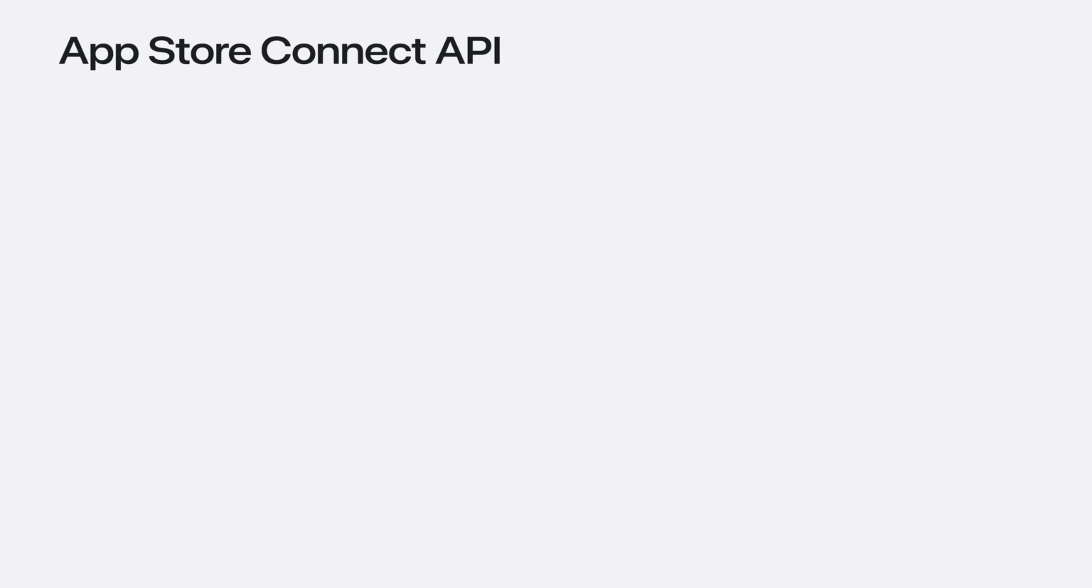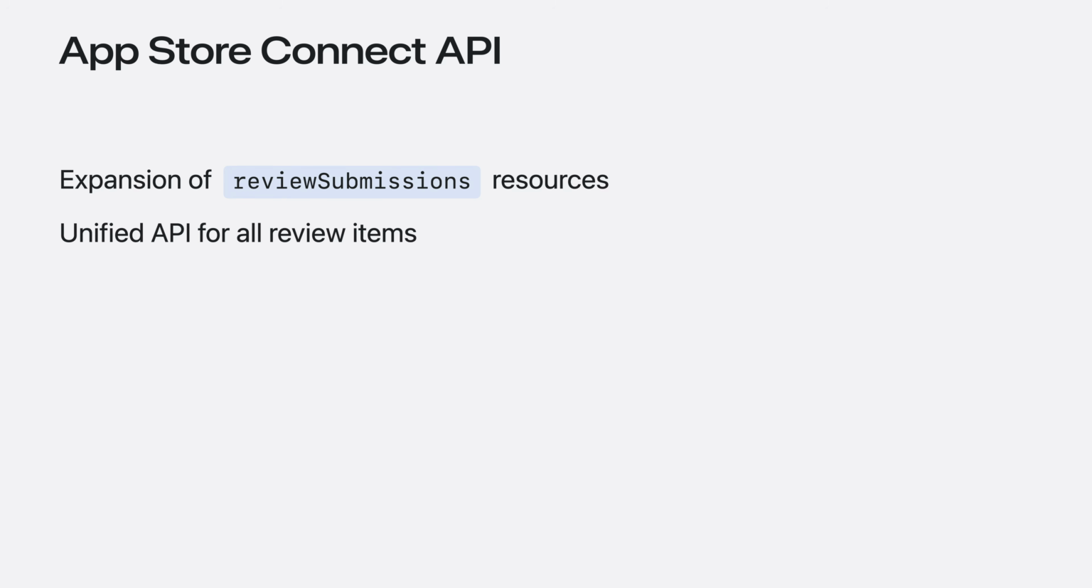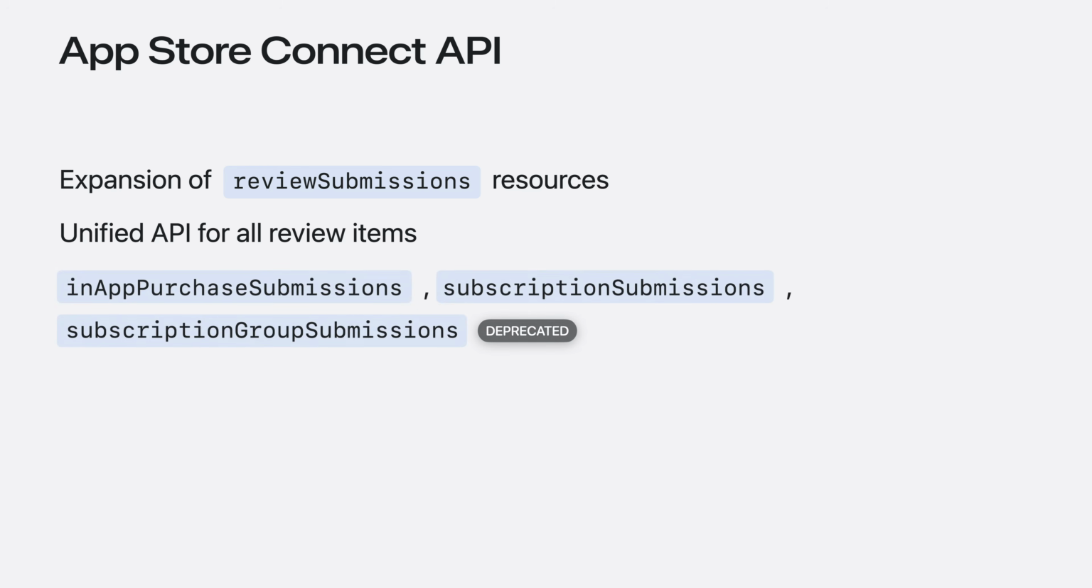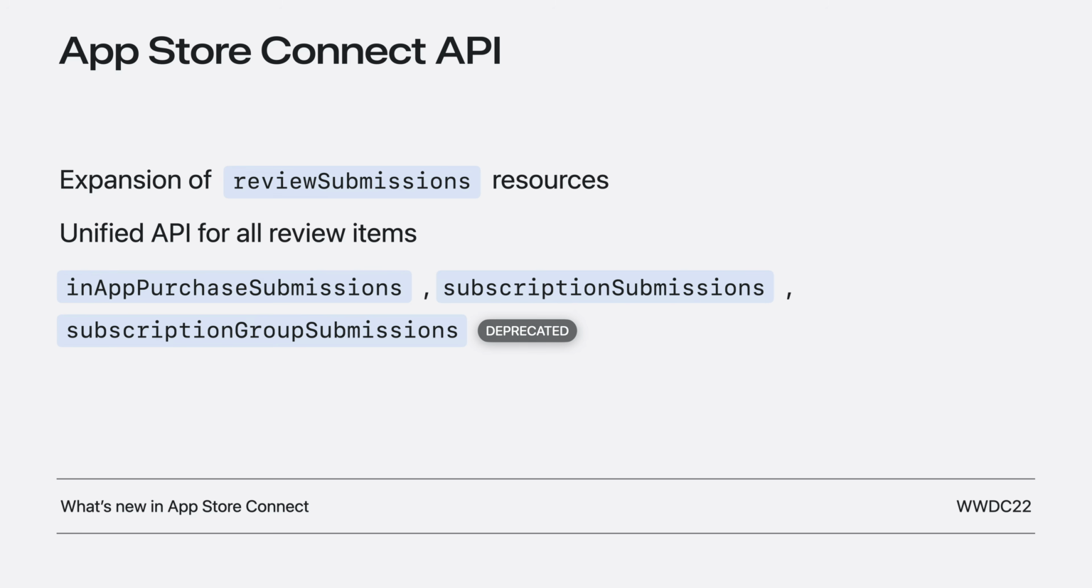In addition to the App Store Connect website, the enhanced submission experience is coming to the App Store Connect API. Review Submissions is expanding to support in-app purchase, subscription, and subscription group resources. The Review Submissions API collection will enable you to automate your tasks for all review items through a single interface. The existing resources for in-app purchase, subscription, and subscription group will be deprecated in favor of the Review Submission and Review Submission Items resources, so start migrating today. Check out What's New in App Store Connect from WWDC26 for a deep dive on the mechanics of review items and submitting to app review.